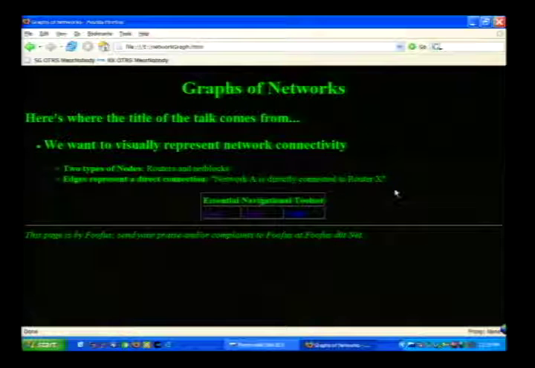So we have two types of nodes. We have routers, which are one type of node, and then a net block, like 192.168.0.0/8. So that would be a net block. So we got those two types of nodes, and then an edge is just a connection between a router and a net block. Okay, so is directly connected to. So if you did on a Cisco router show IP route, and this net block is connected directly, that would be an edge.